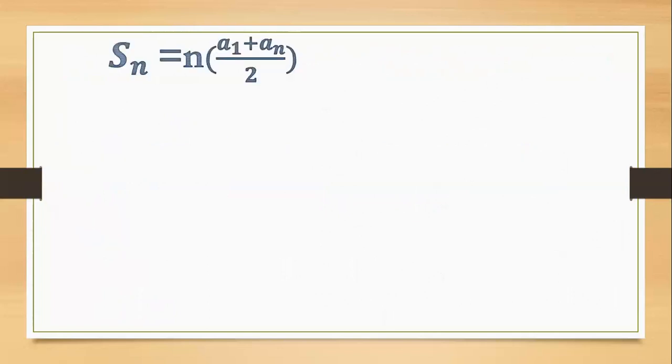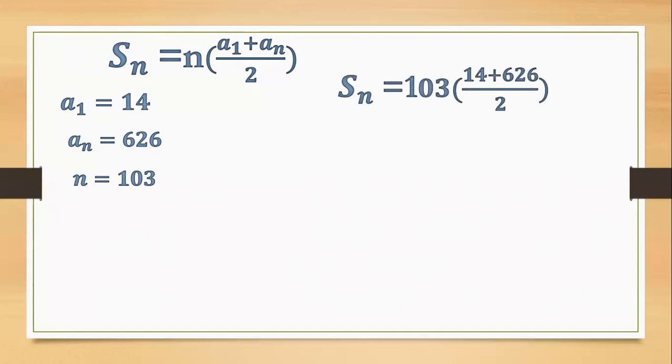S sub n equals n times the quantity of a sub 1 plus a sub n, over 2. The givens: a sub 1 equals 14, a sub n equals 626. There are 103 terms. Now, substitute the values: n equals 103, a sub 1 equals 14, a sub n equals 626, and copy over 2. Next, add 14 plus 626.